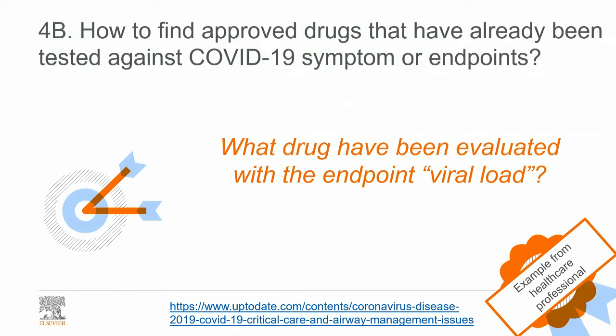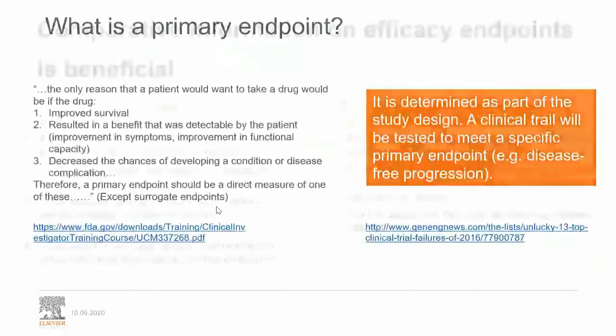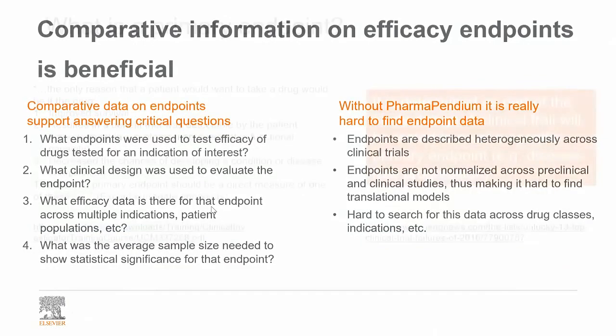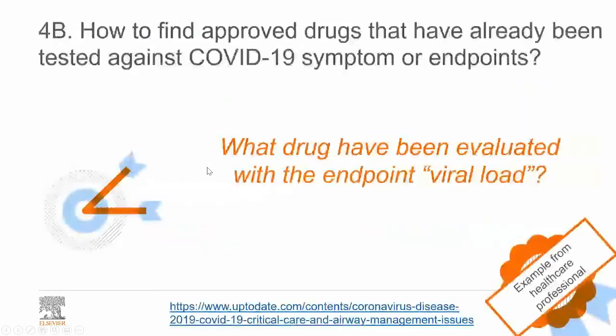which is kind of more explorative, and which is kind of different from the previous example as well, where we really looked for drugs that were approved for symptoms. Here we would like to look for drugs that are approved, but have been tested at symptoms, or let's say endpoints that were relevant for us. And we could ask ourselves the question, what drugs have been evaluated against endpoints that could be relevant for COVID-19 infection? In this case, for example, let's take a look at viral load.